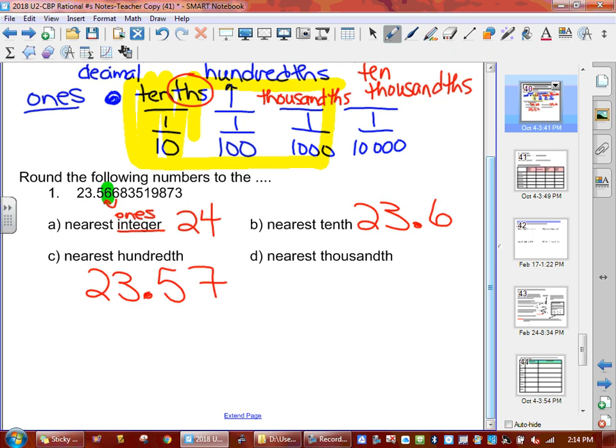Now we're going to go to the thousandths place. So that means I move both of those over here. So now I'm looking at the 8. What does the 8 tell that 6 to do? Does it add 1? Yeah, it does. So now we're going to have 23.567. Okay?